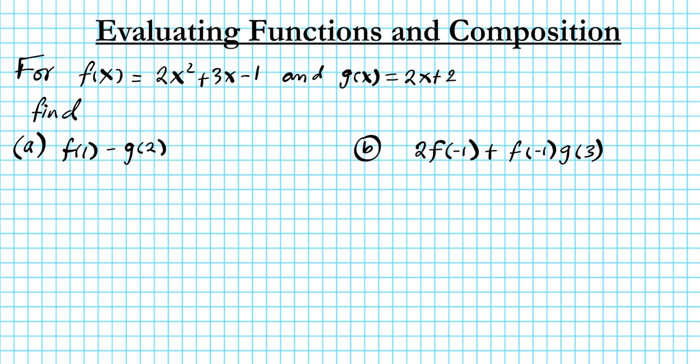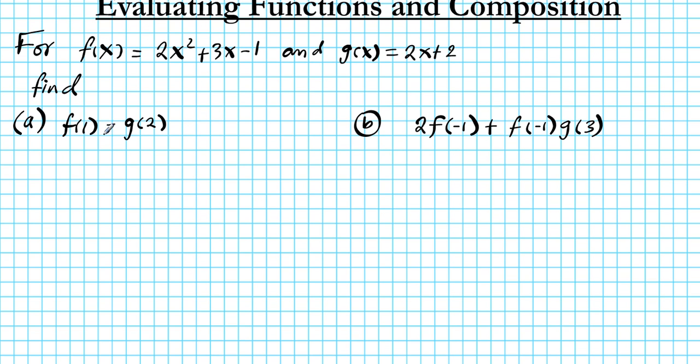All right, let's go ahead and find the first piece, f of 1. How do we find f of 1? To find f of 1, we just need to plug in 1 into f of x. So let's rewrite f of x: f of x is equal to 2x squared plus 3x minus 1. So f of 1 is what you get when you plug in 1 into all the x's. So let me put 2 parentheses squared plus 3 parentheses minus 1.